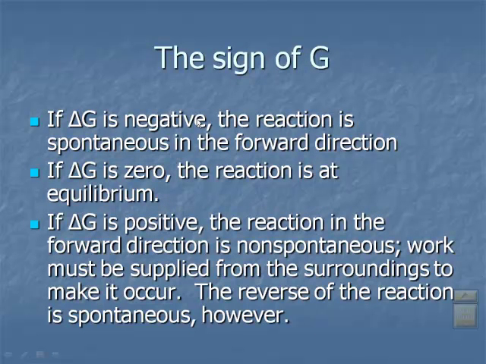So over here, the sign of G. If G is negative, it's spontaneous. If it's 0, it's at equilibrium. And if it's positive, that means, as the equation is written, always as the equation is written, it's not spontaneous. Alright, work needs to be done to make it go. So again, if delta G is negative, spontaneous. Delta G is 0, equilibrium. Delta G is positive, then it is not spontaneous. Work must be done. Alright, you cool?